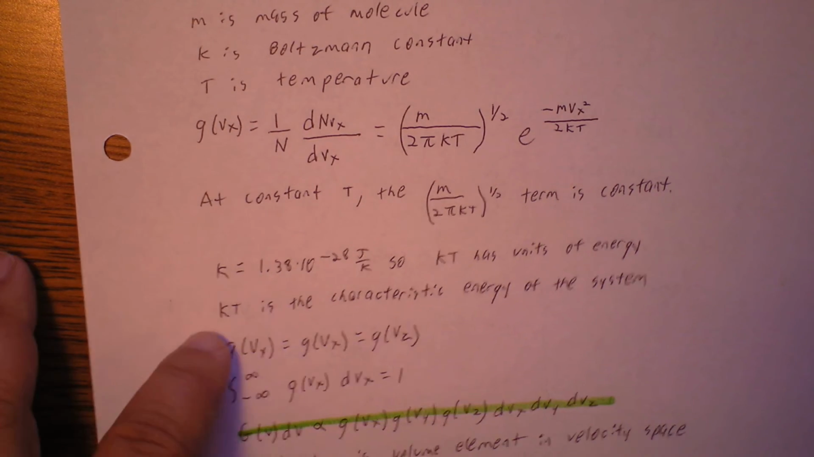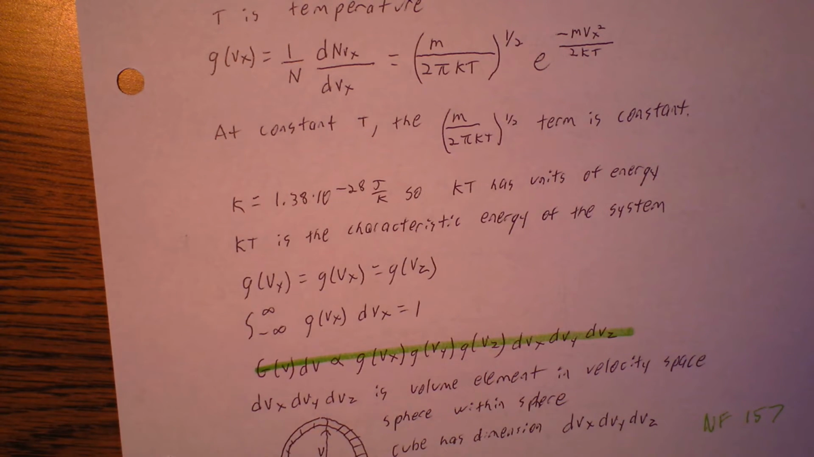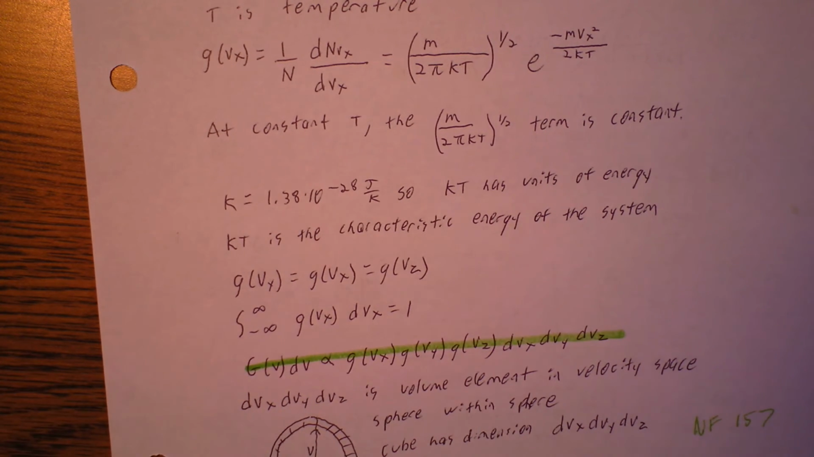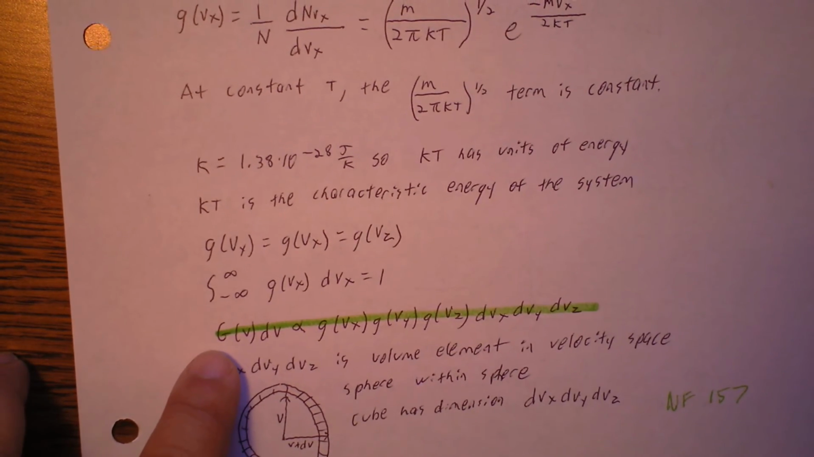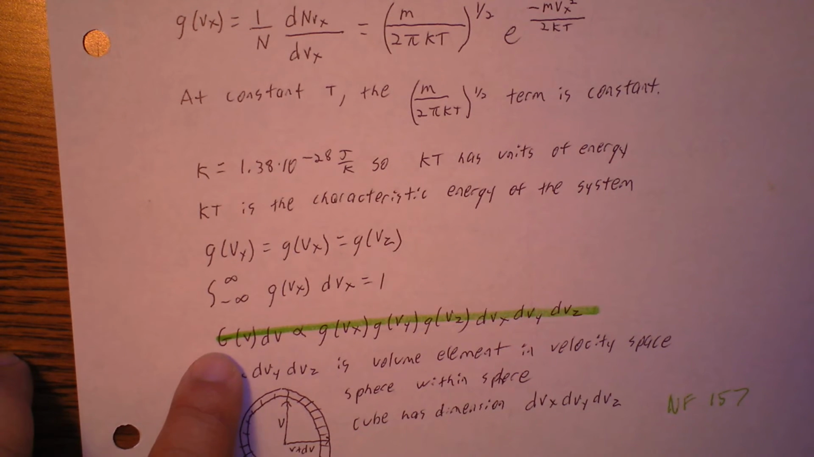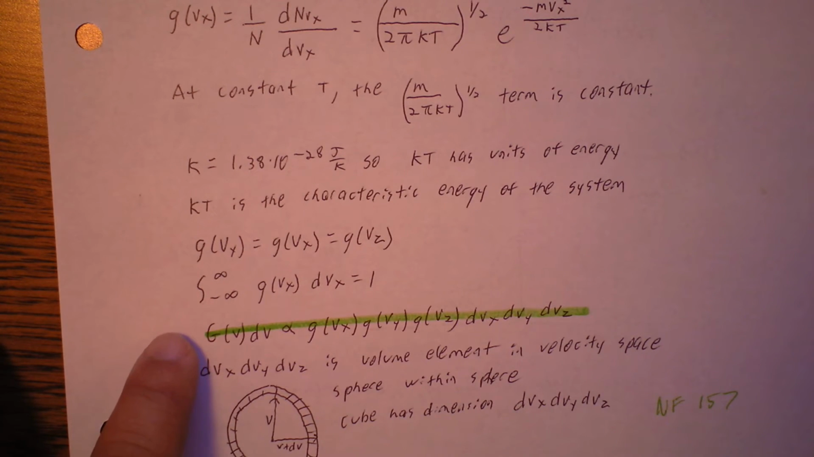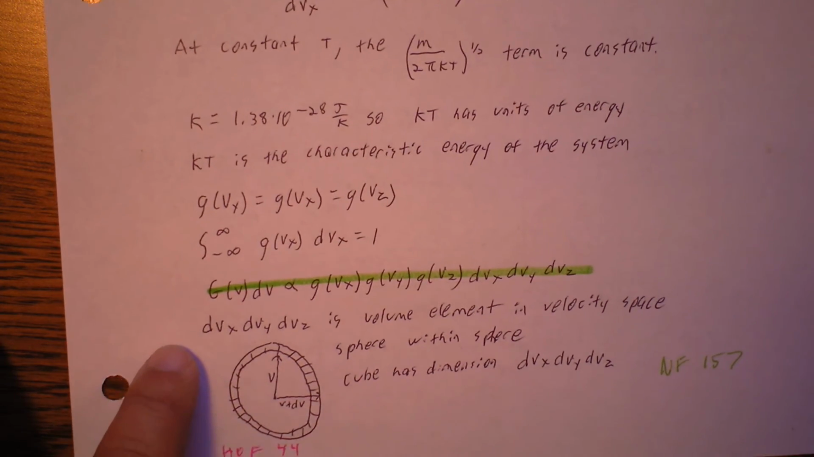Now remember, we said before the directions are independent, so g of v of y is equal to g of v of x is equal to g of v of z. The integral from negative infinity to infinity of g of v of x dv of x is equal to 1. So now we have the whole function of all three. Capital G of v dv is proportional to g of v of x, g of v of y, g of v of z, dv of x, dvy, and dvz.